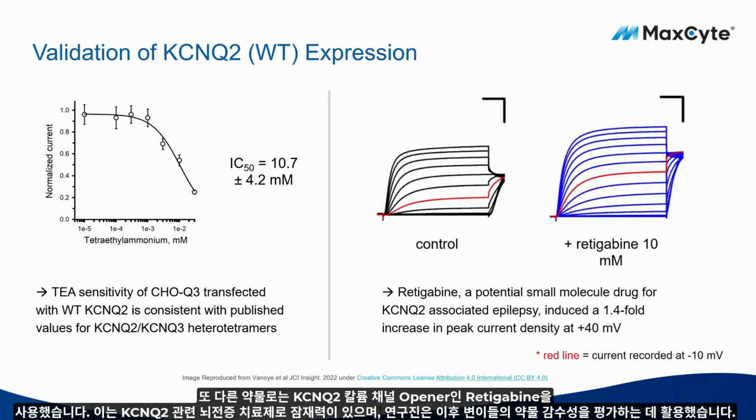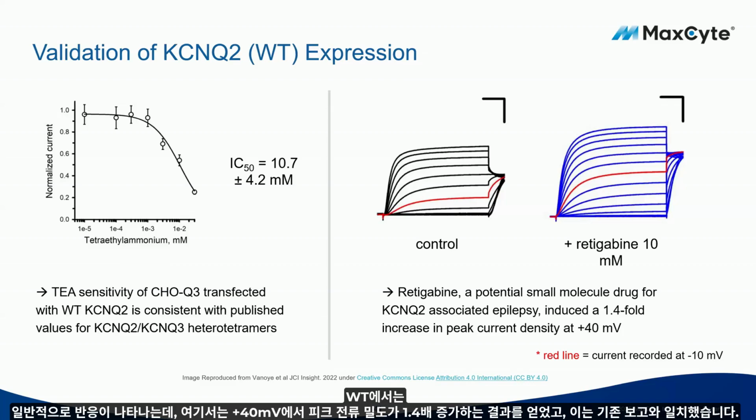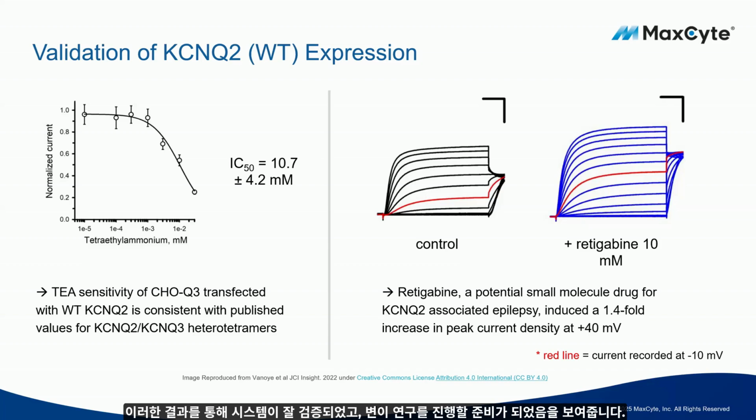Another drug they used is retigabine, which is a KCNQ2 potassium channel opener. It's actually potentially used for KCNQ2-associated epilepsy. So they'll use it later on in the study to test sensitivities of the variants to this drug. But typically for the wild type, they usually see a response. Here they saw a 1.4-fold increase in peak current density at plus 40 millivolts, which matches what they expected from previous reports. So all this is to say that they're able to validate their system and they're good to go with trying out some of the variants.